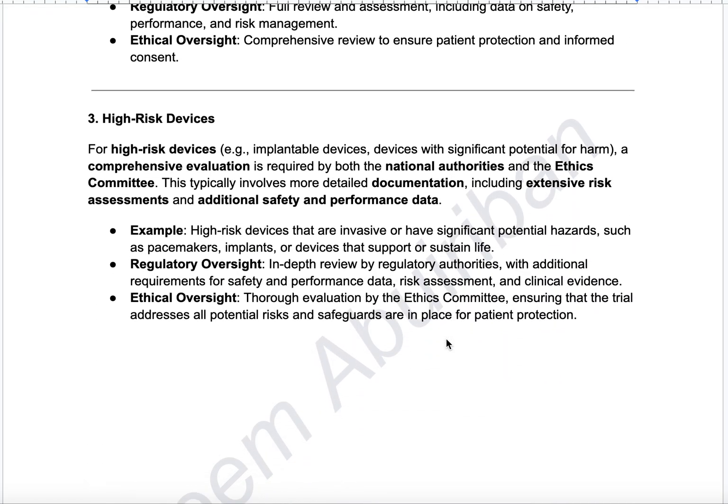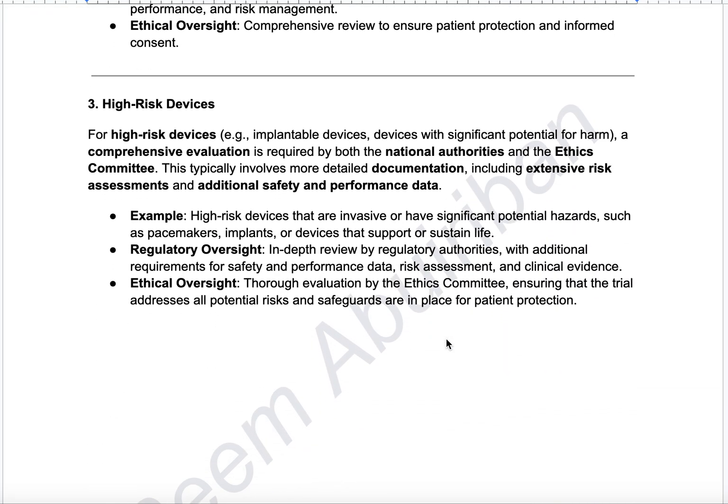Now the high risk devices. For high risk devices, implantable devices, or devices with a significant potential for harm, comprehensive evaluation is required by both national authorities and the ethics committee. This typically involves more detailed documentation, including extensive risk assessment and additional safety and performance data. High-risk devices are those that are invasive or have significant potential hazards, such as pacemaker implants or devices that support sustained life.